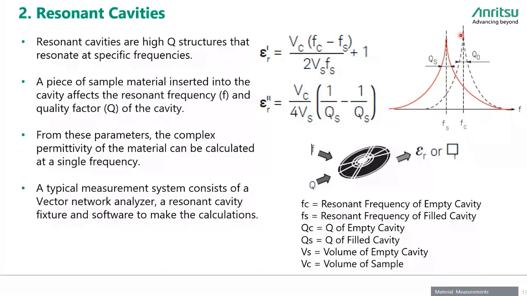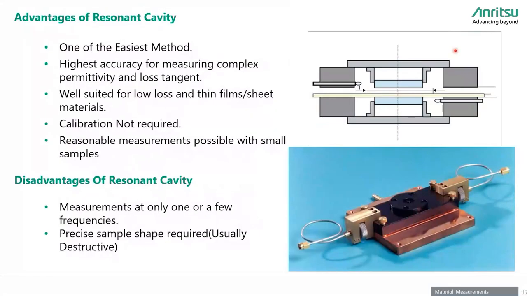Now again, there are some advantages and disadvantages related to the resonant cavity. The advantages are that it's one of the easiest methods to use. We don't need to do any preparation for this kind of setup. Just a resonant cavity that can be connected to the VNA through a probe, and we can do the measurements. It has the highest accuracy compared to other methods, for complex permittivity and loss tangents.